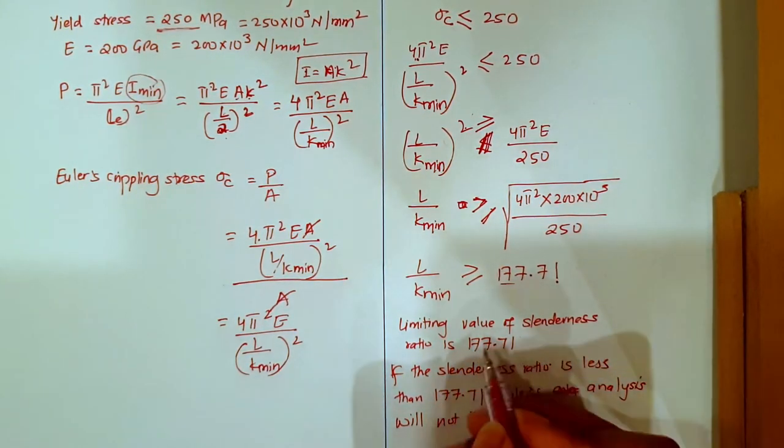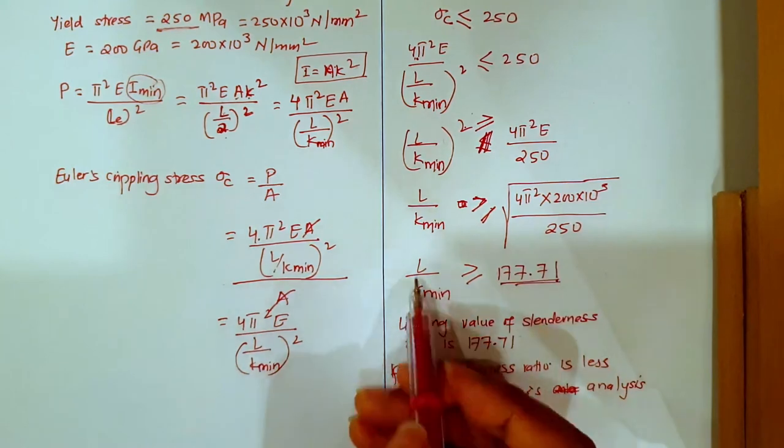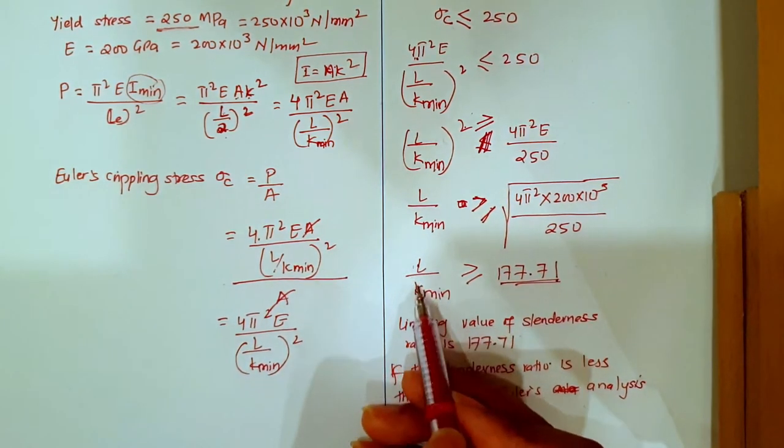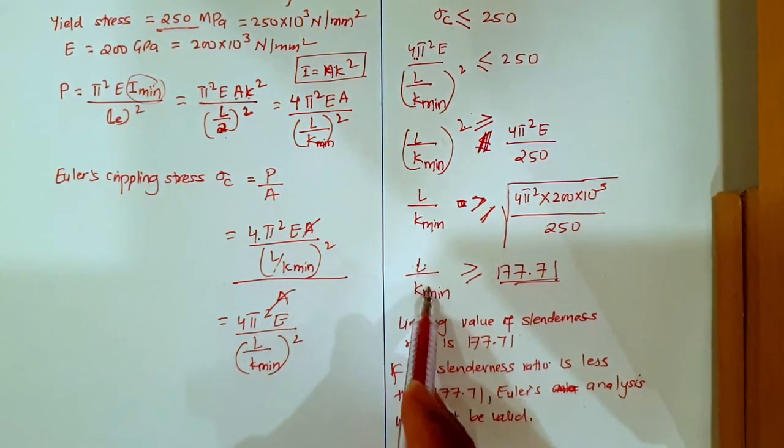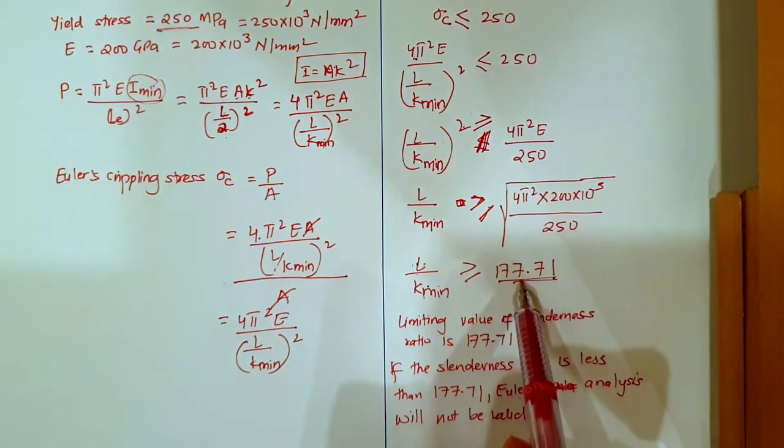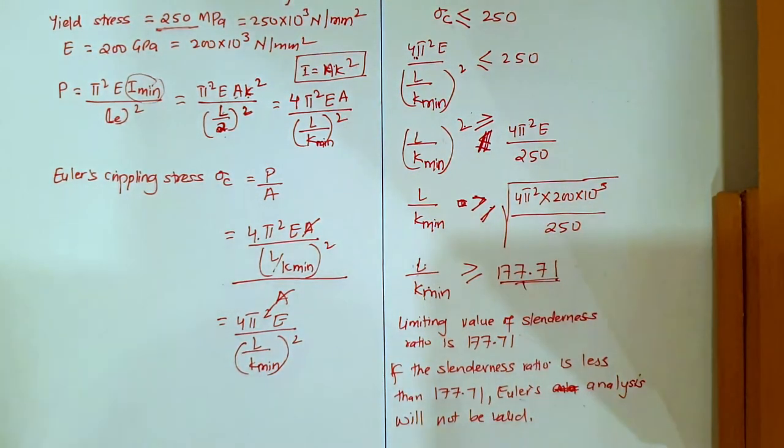Okay, so this is what this value means. So we had to find the limiting slenderness ratio. This is the limiting slenderness ratio, and we found it equal to this much. So I hope this numerical is clear.